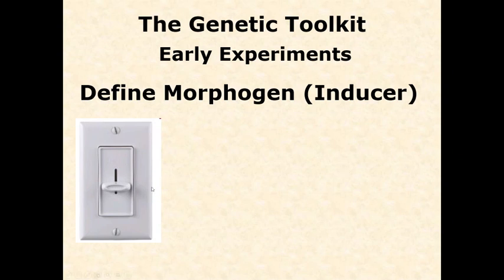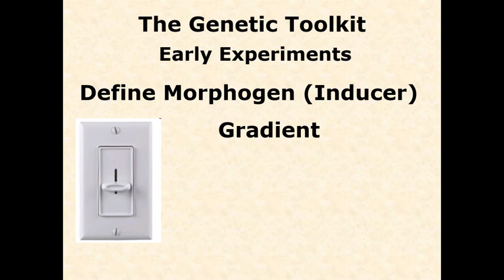And so this idea of a dimmer switch, or maybe even better, a gradient, is key and critical to understanding how morphogens work. So for this model, we're going to use one cell or maybe a very small cluster of cells that begins to express an important toolkit gene, and it is a morphogen.